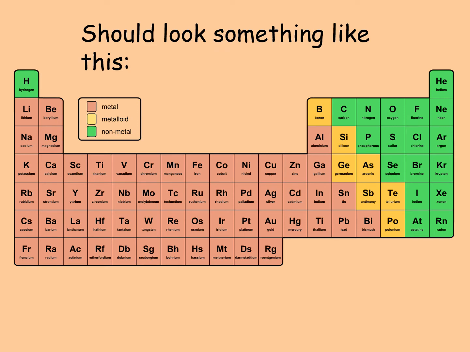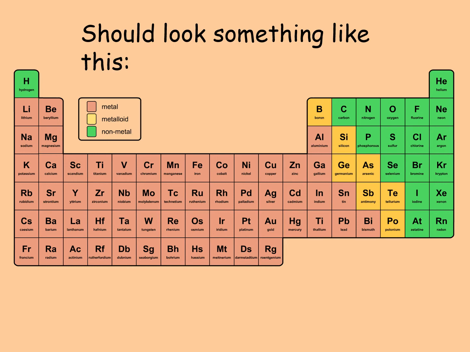So your periodic table should look something like this. We've got our metalloids in yellow down here, non-metals in green, including hydrogen on the left-hand side here, and metals in pink in the middle and on the left. So this is how we break up and separate our periodic table.